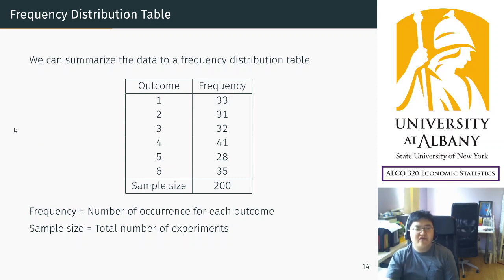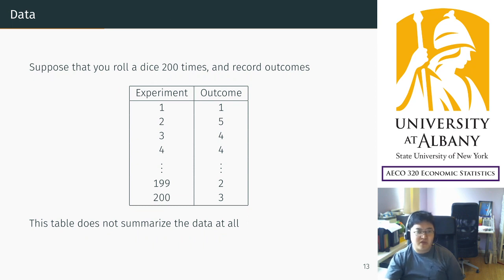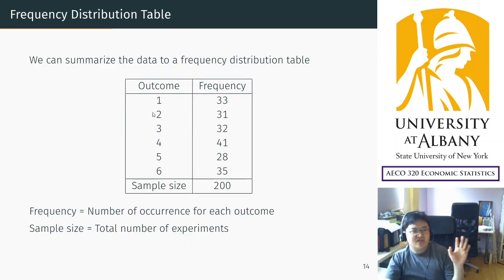Many students are confused between this frequency distribution table and raw data. The key difference here is that the outcome is written in here. It is just marking the outcome for each experiment. You have to think about what is recorded for what. For each experiment, you record the outcome. But in the frequency distribution table, for each outcome, you are recording their counts. So you have to think about whether this table is a summarized one or not.